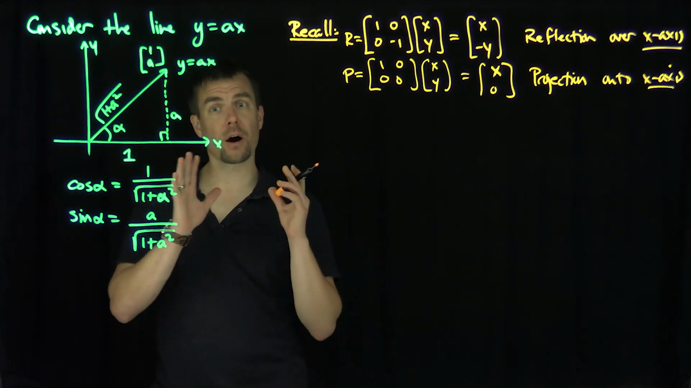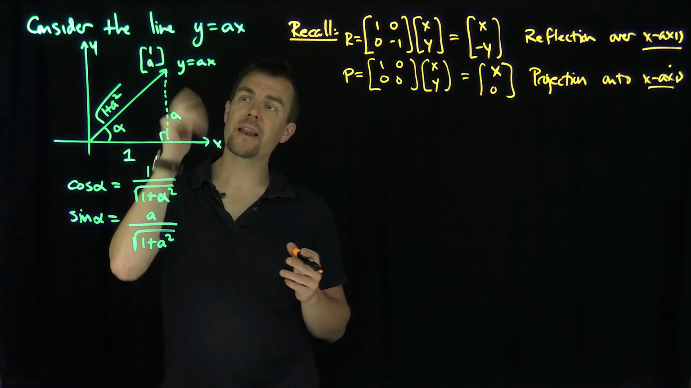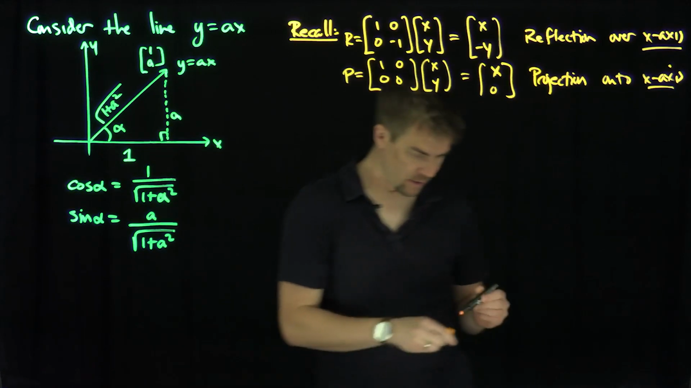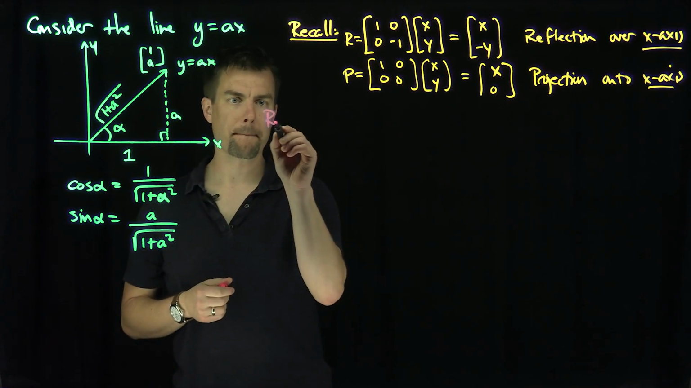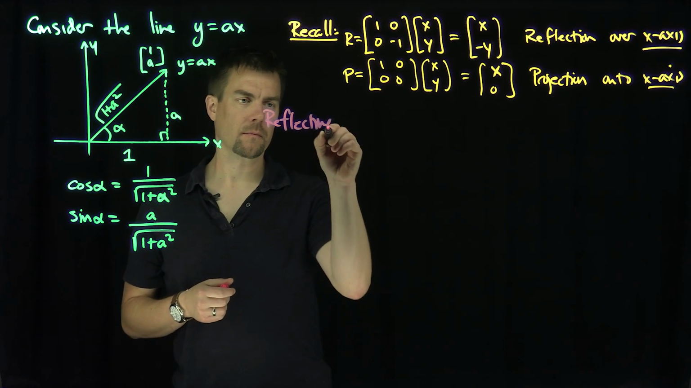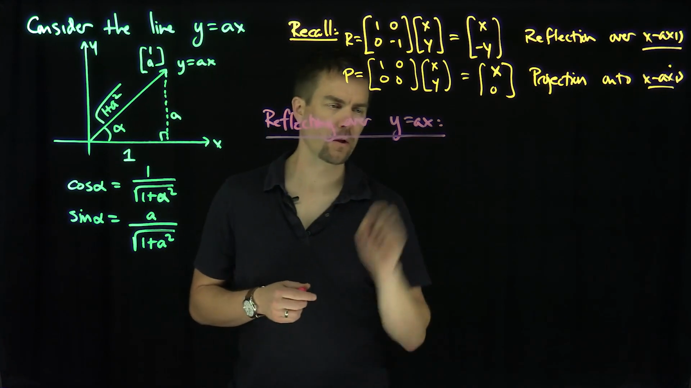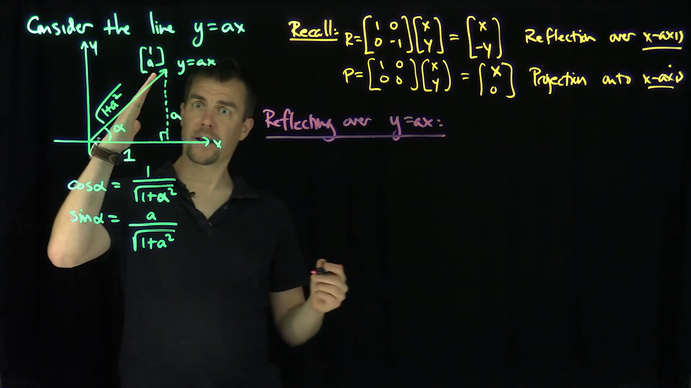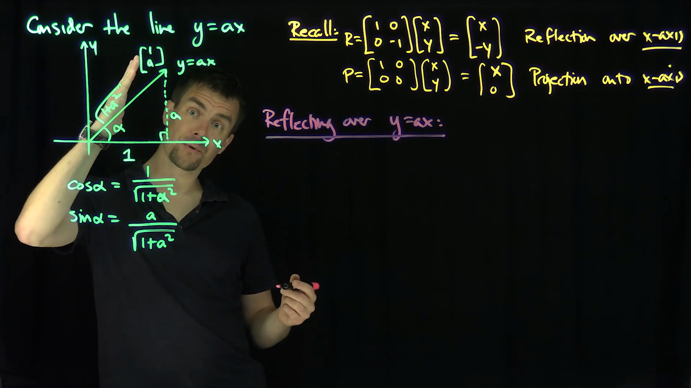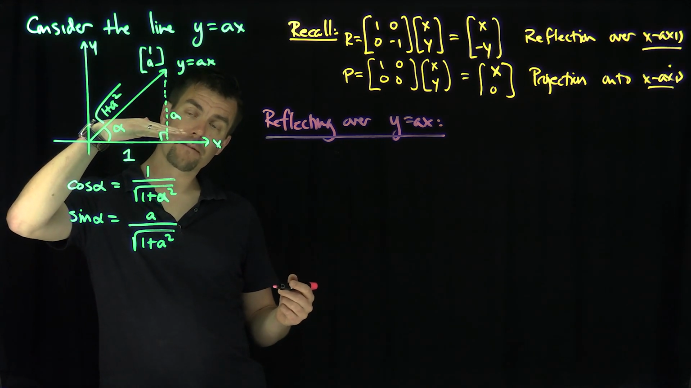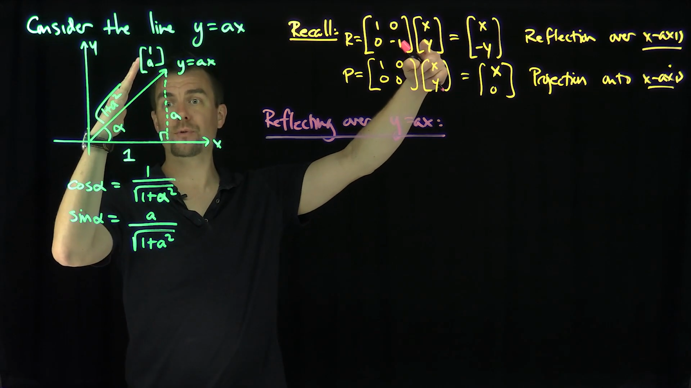Okay, so what I'd like to do is take our issue of reflecting over this line and projecting onto this line, and I'm going to first do reflecting, reflecting over y equals ax. What I first am going to do is take this line and rotate it clockwise, which corresponds to a negative angle, by negative alpha, and put it on the x-axis. Then I am going to do a reflection over the x-axis, then restore my angle alpha.